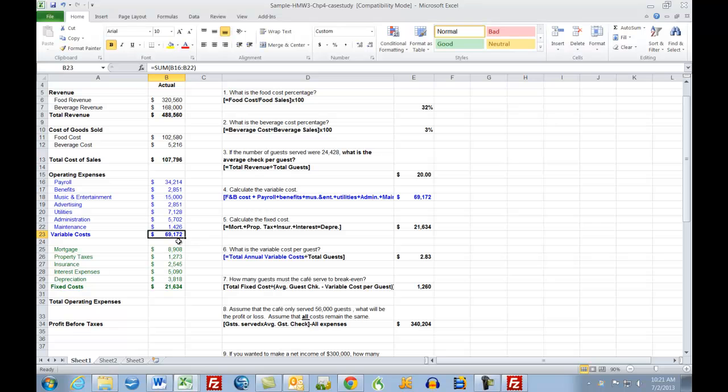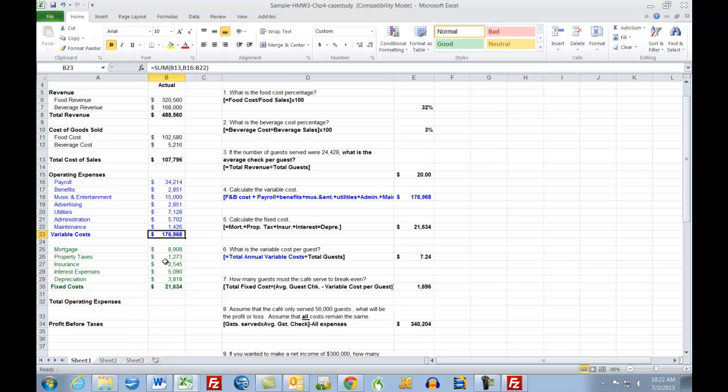All right, so to calculate the variable cost, I'm going to click on the sigma sign right there, and I want to add all of my total cost of sales plus all of these right here, my variable costs, in order to get the total variable cost. So that is a correct variable cost right there. It needs to be all of these in addition to the cost of sales. Now our total operating expenses should be the total of this amount and that amount right there.